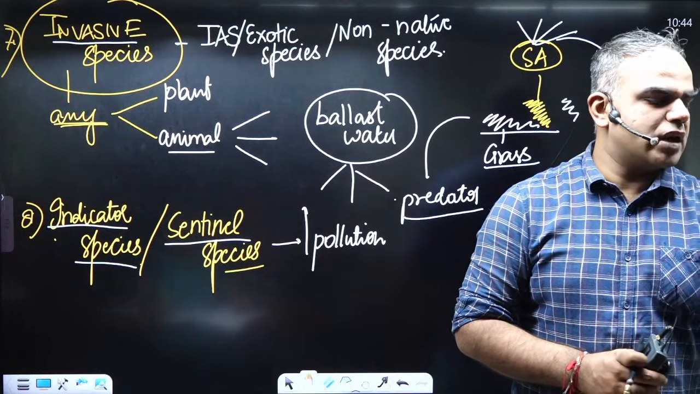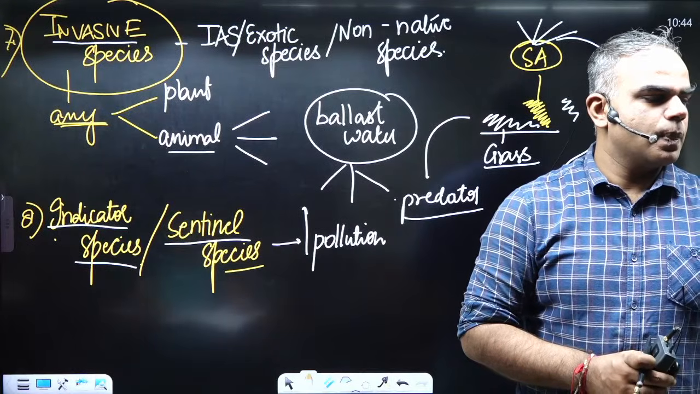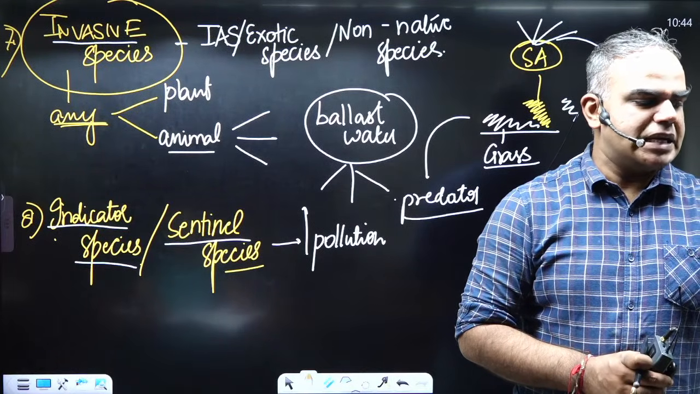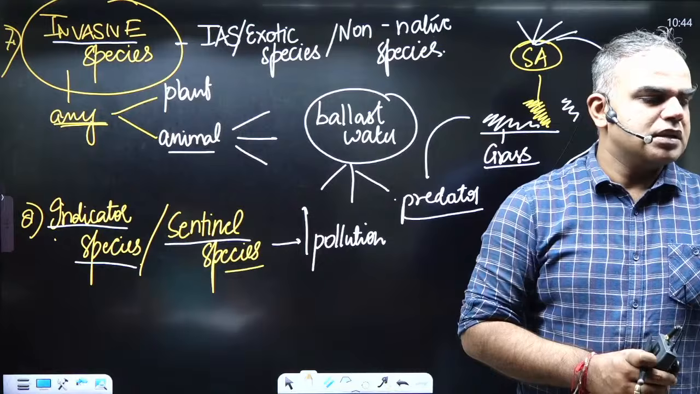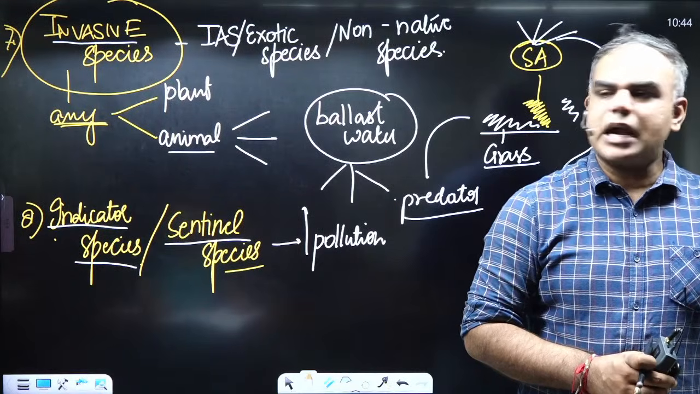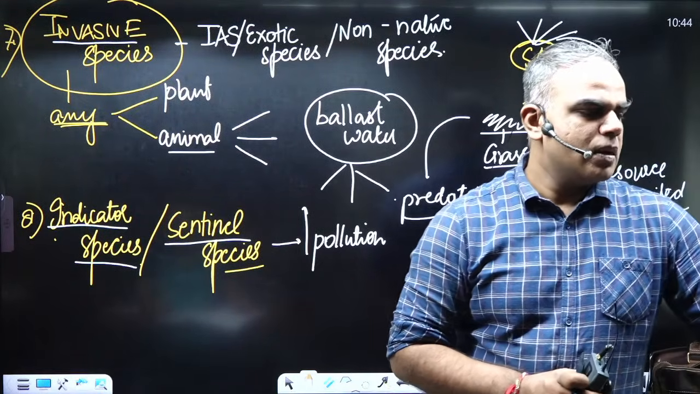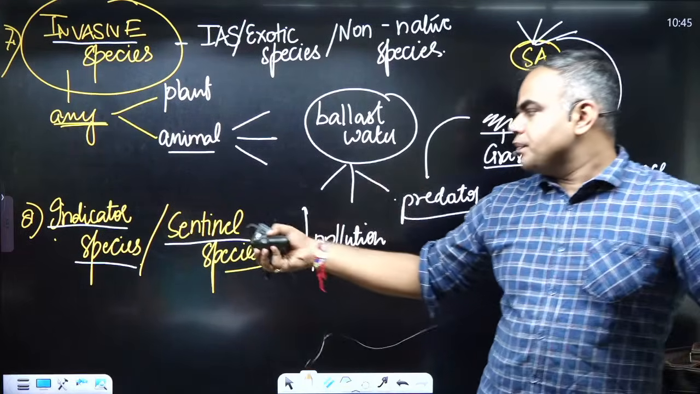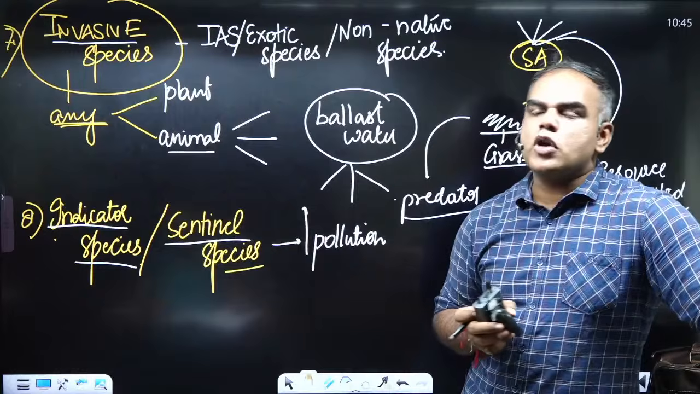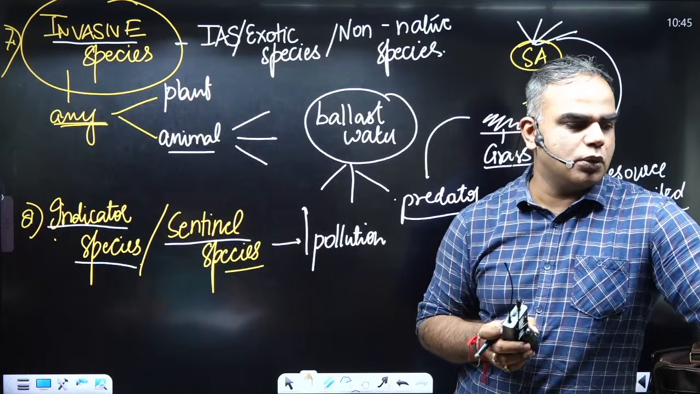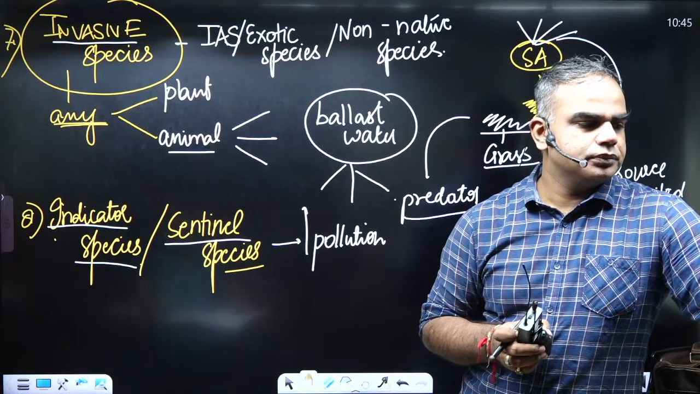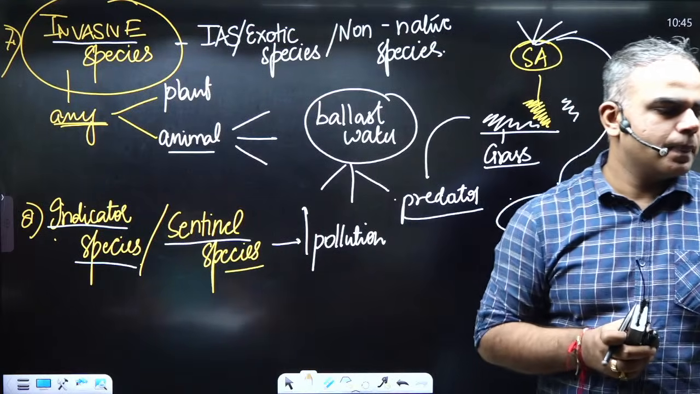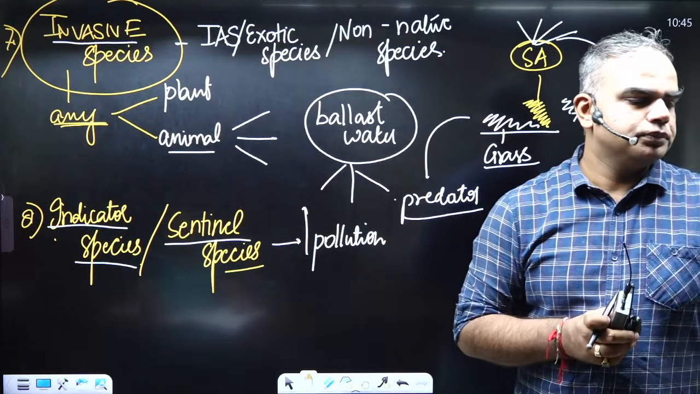अच्छा, इसी का दूसरा नाम है sentinel species. Sentinel species, the main idea is, a sentinel is a kind of protector. So these species help us understand the overall health of an ecosystem. That is all you need to know in this case. Okay. और example लिख लो.